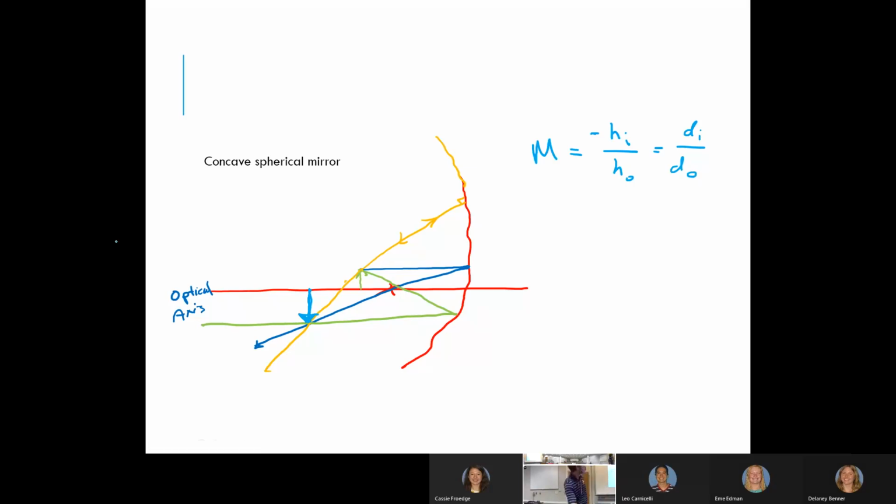All right. So, I'm sorry, labeling. For the height, I subscript with O to represent the object, and I subscript with I to represent the image. So if I look at the image height as compared to the object height, I can get the magnification. Or if you want, you can look at the distance of the object to the mirror and compare it to the distance that the image is from the mirror. That ratio will be the same.